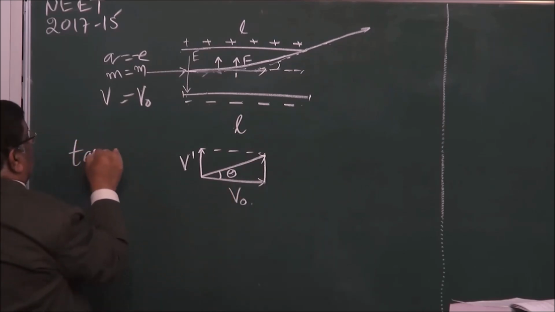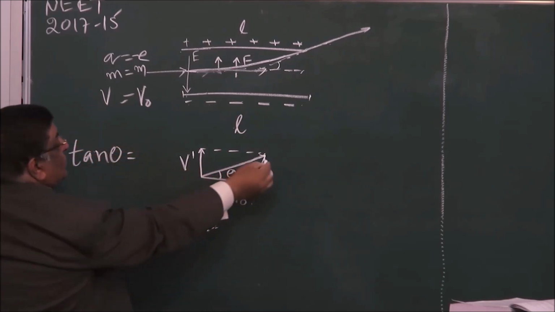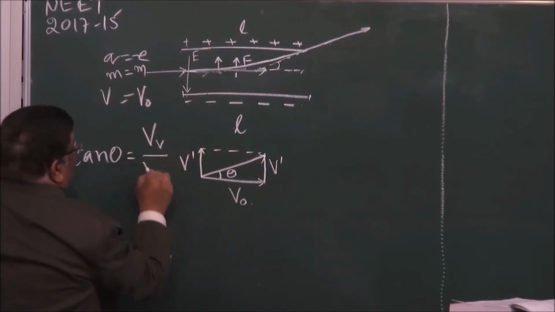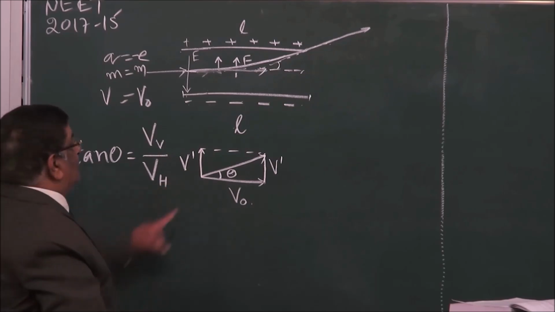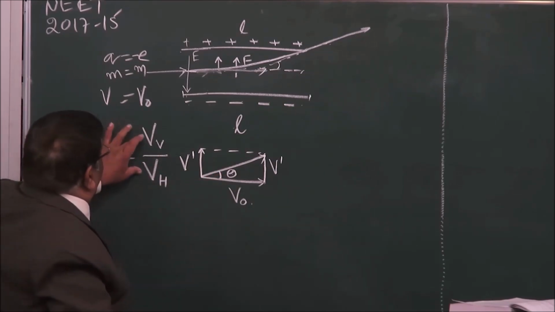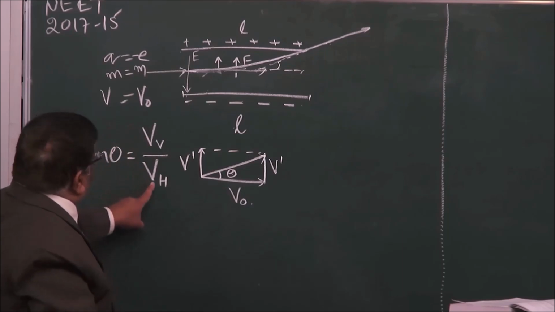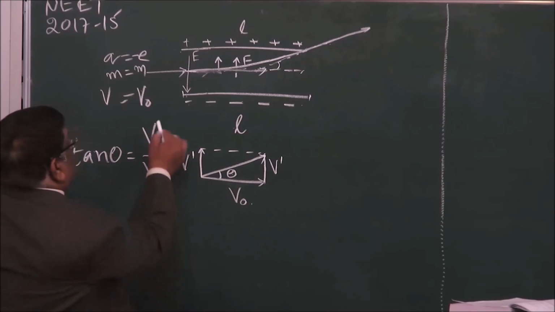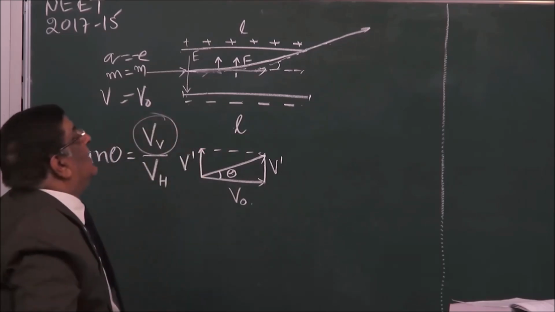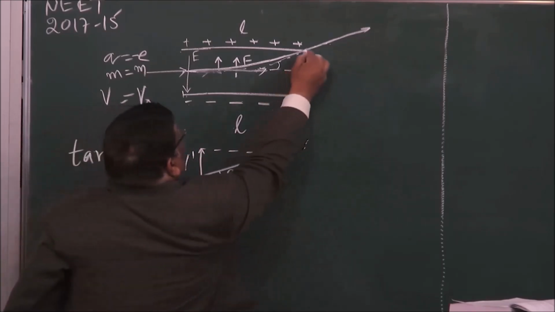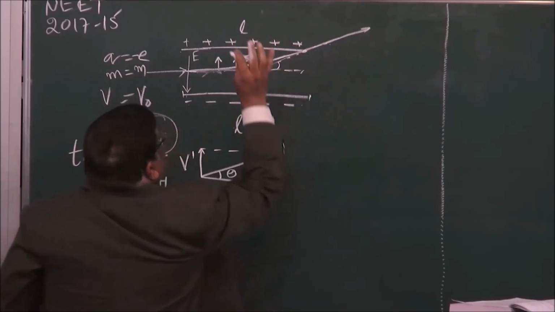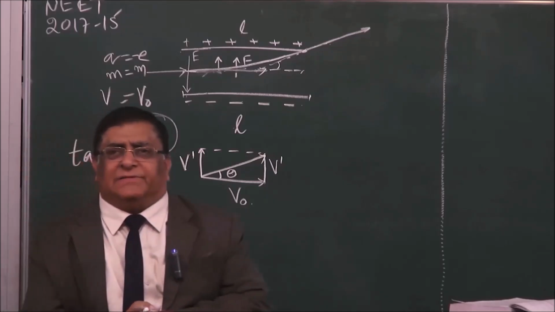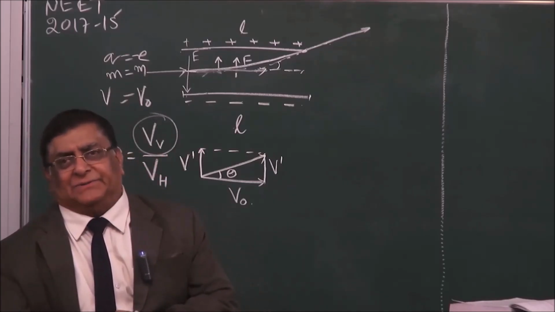Theta will be given by the equation tan theta equals v vertical upon v horizontal. We have to find the values of these two, and this value we know: v0. So what we have to calculate is only v vertical. We have to find out how much the velocity will be here. How do we find it? It is a very simple question of kinematics.